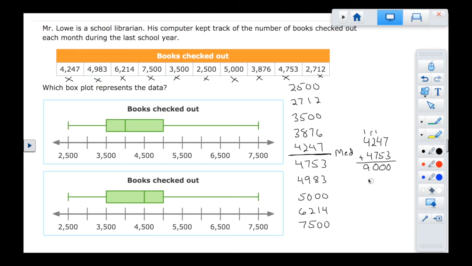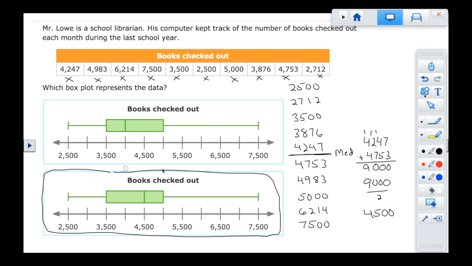Now I'm going to divide 9,000 by 2, and my median is 4,500. So I look in this first one, the median's not at 4,500. In this one, the median is at 4,500. So I don't really need to do any more work.